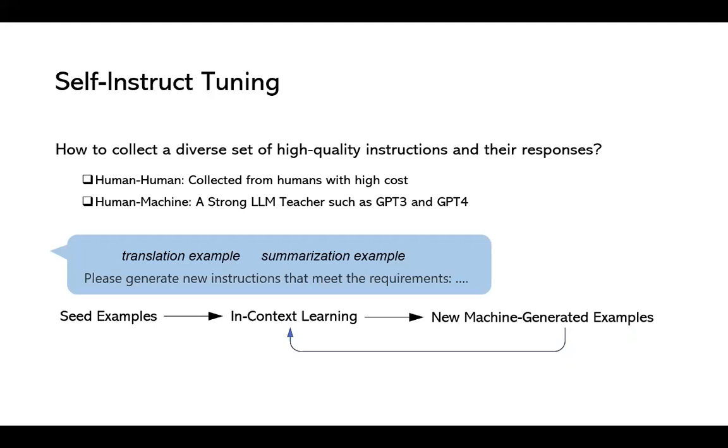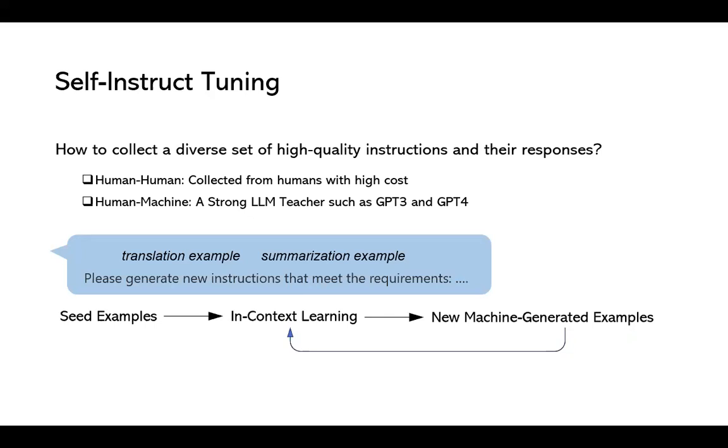And the other way is we can use the human-machine interaction way to get the data in a more scalable way. More specifically, I'll talk about the self-instruct framework to help us get high quality instruction tuning data in NLP first.